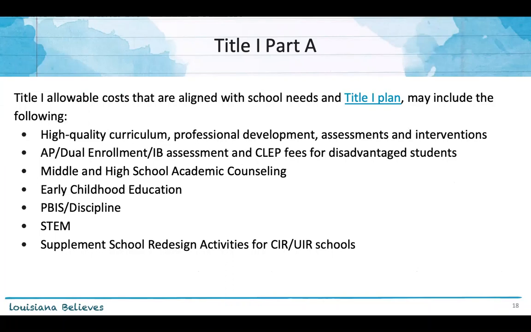Some examples include costs associated with providing a high-quality curriculum, professional development, assessments, and interventions, AP, dual enrollment, IB assessment, and CLEP fees for disadvantaged students, middle and high school academic counseling, early childhood education, PBIS and other evidence-based discipline strategies, STEM, and supplemental redesigned activities for CIR and/or UIR schools.